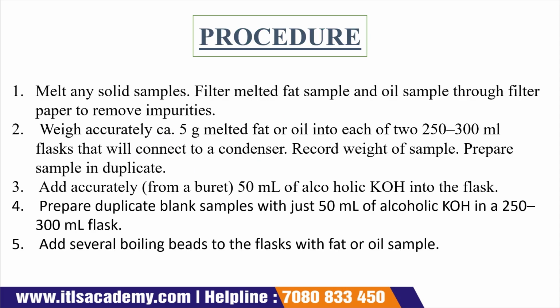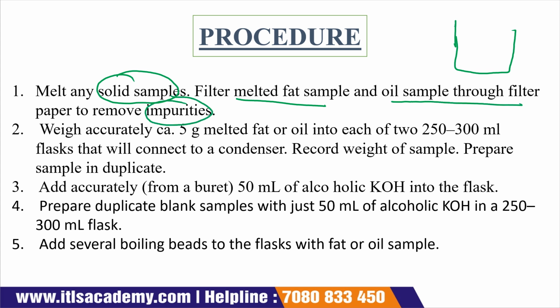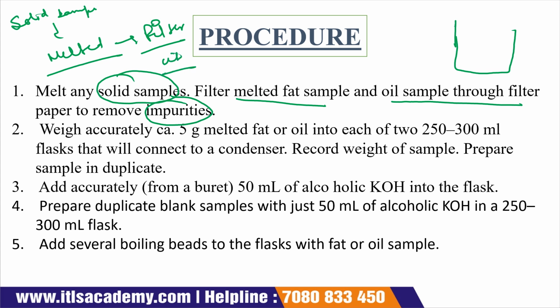Now the next one is the procedure. So here is the procedure. First of all, we have a beaker. If we have a solid sample, then first of all we have to melt it, and then we filter this melted sample or oil sample through a filter paper, so that if impurities are present, they are removed. Suppose we have a solid sample, then first of all, what should we do? We melt it. After melting, we filter it. Why do we filter it? So that any impurities there are removed.